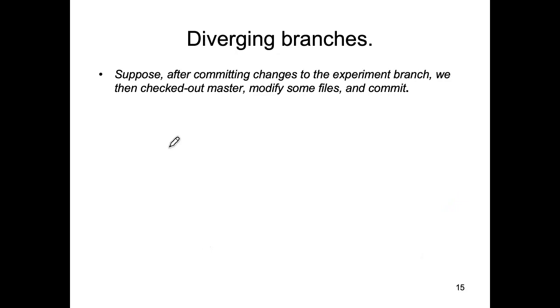Okay, the next topic is diverging branches. What do I mean by that? So let's paint this scenario. After committing changes to the experiment branch, we then check out the master, modify some files, and commit those modifications.